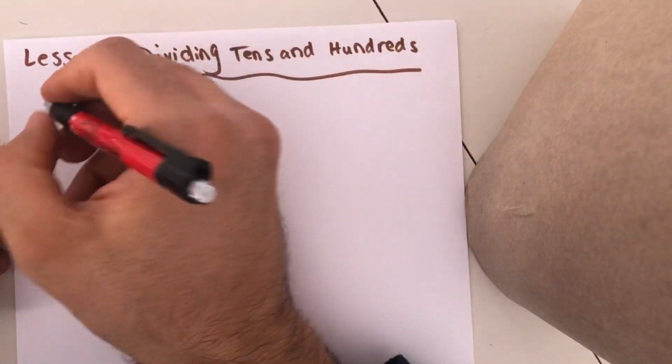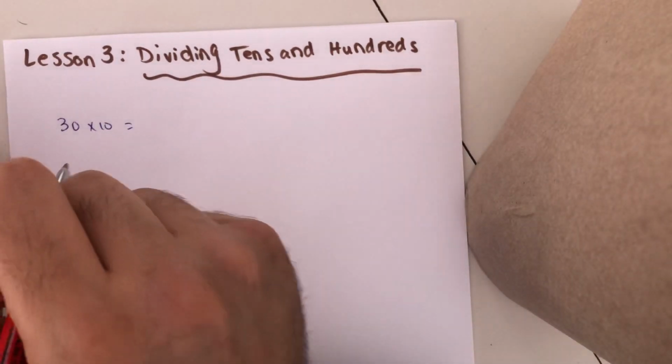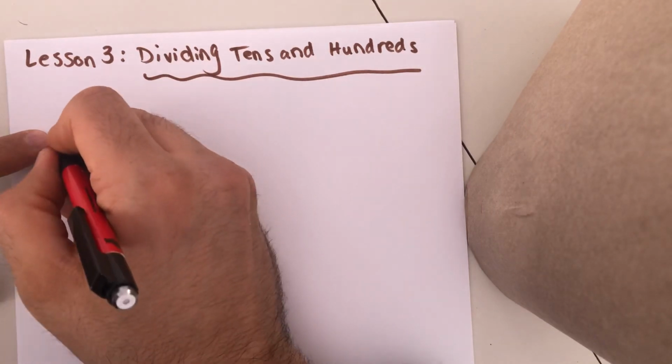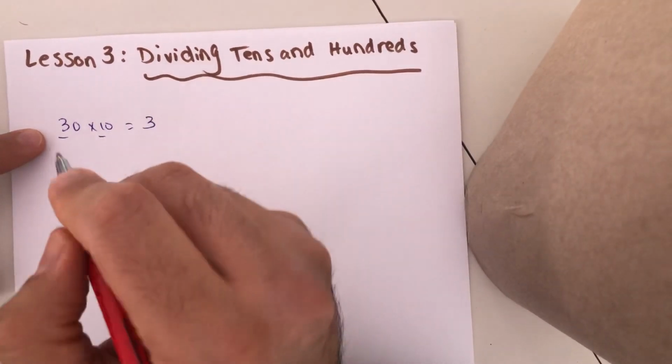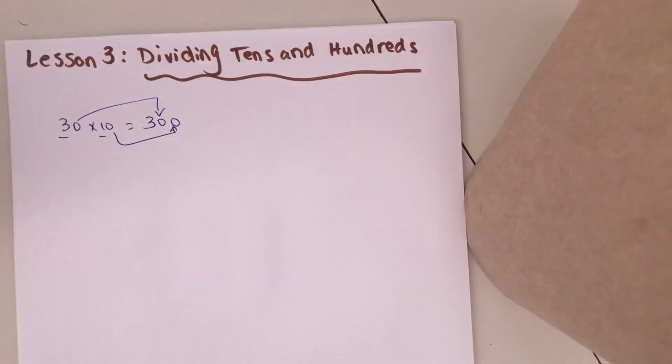So 30 times 10 is equal to what? We used to always put the zeros to the side and multiply the numbers that are not zero. So 3 times 1 equals 3. How many zeros do I have remaining? I have 1 over here, 1 over here. So I'll bring them over and the answer will be equal to 300.